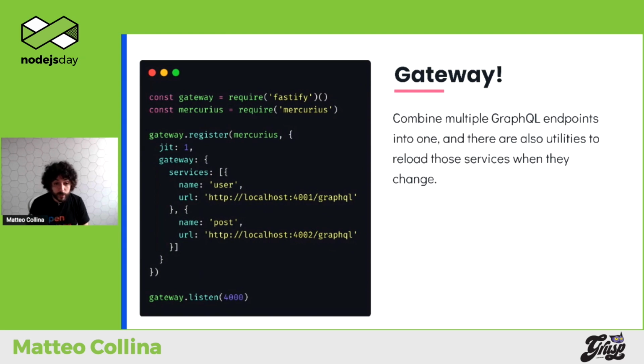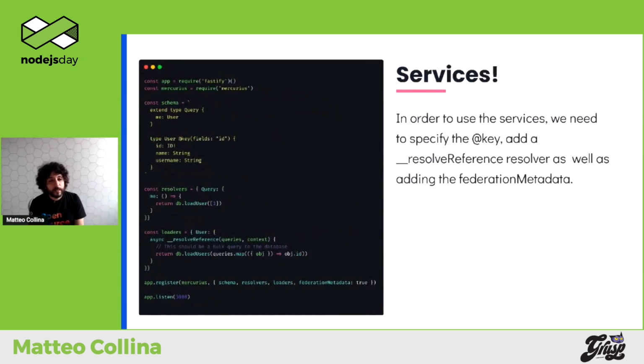So how does it work with Mercurius? Well, we implemented this from scratch, and you can enable the JIT. Then, as you can see, there are these services, and you can specify the services that you want, and point each one to a location. Then you can also implement them. In order to implement them, you need to use some keys, some directives, and so on and so forth. Please check the docs. The most important part is that you use these loaders to implement the resolve reference.